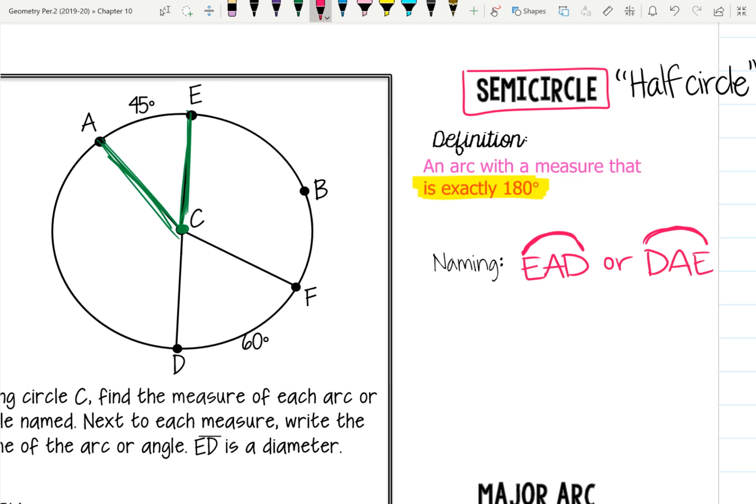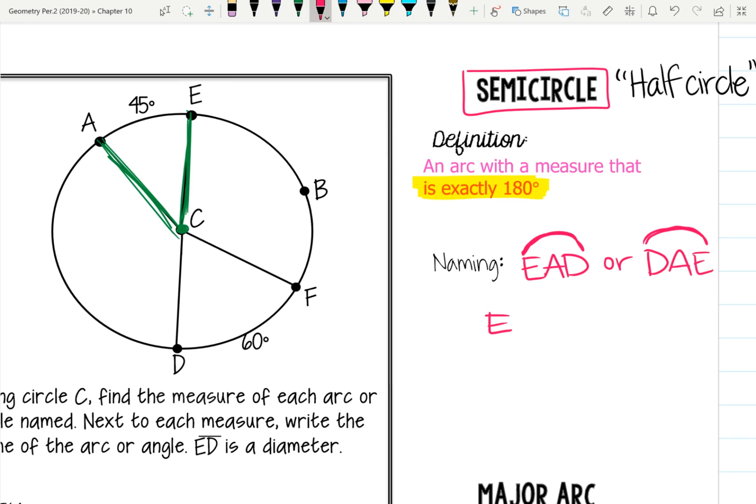I have another semicircle. I could go around this direction, I suppose, right? The original direction I told you. In this case, since I'm starting with E and ending with D, I need to pick one of these points to go in the middle. And it doesn't matter which one. It could be B or F.